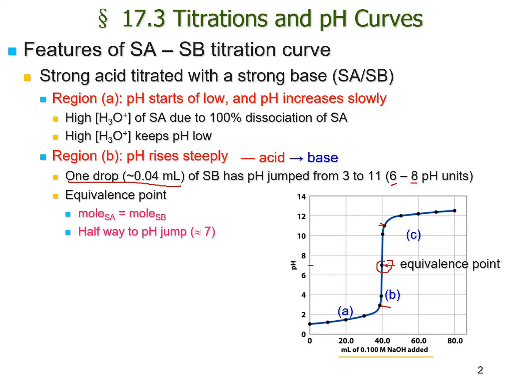Why 7? Why pH 7 for this equivalence point here? So we need the explanation for that. Remember, for the strong acid and strong base reactions, for example, HCl reacting with NaOH, you may recognize the products are water and NaCl, right?